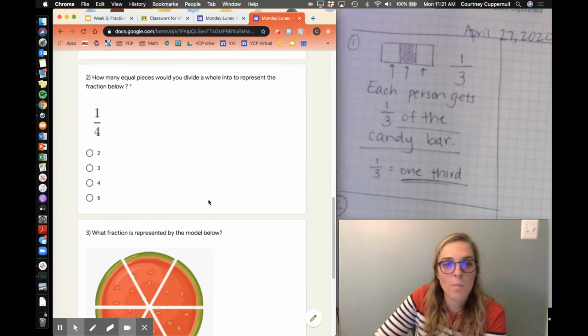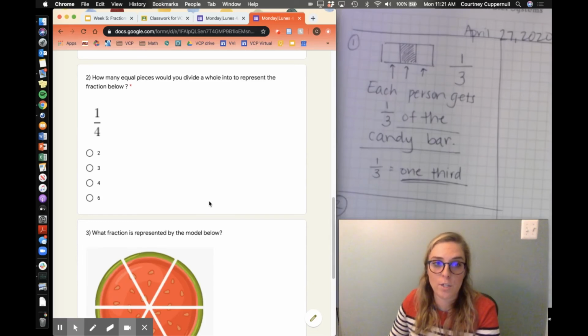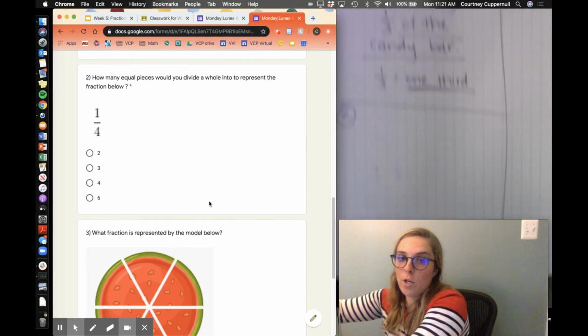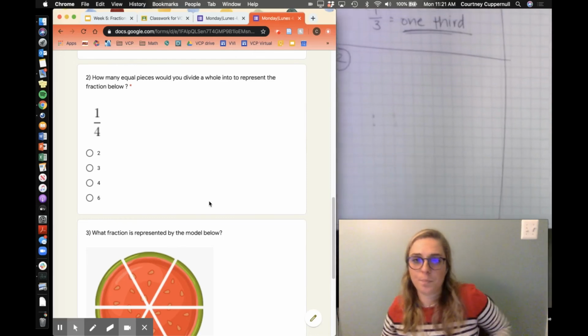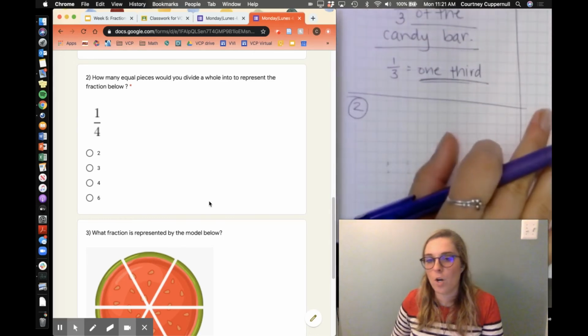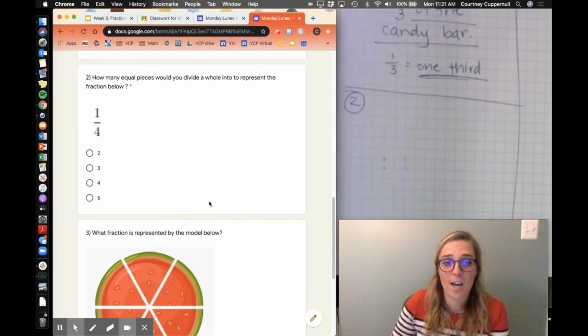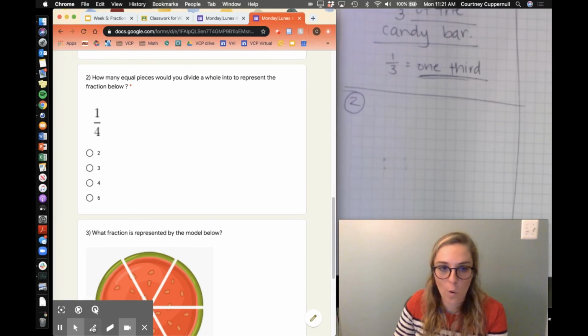It says, how many equal pieces would you divide a whole into to represent the fraction below? So I know that fraction below, but I'm going to think to myself, what is the part of the fraction that I'm actually going to look at? What part of the fraction tells me how many pieces are in the whole?